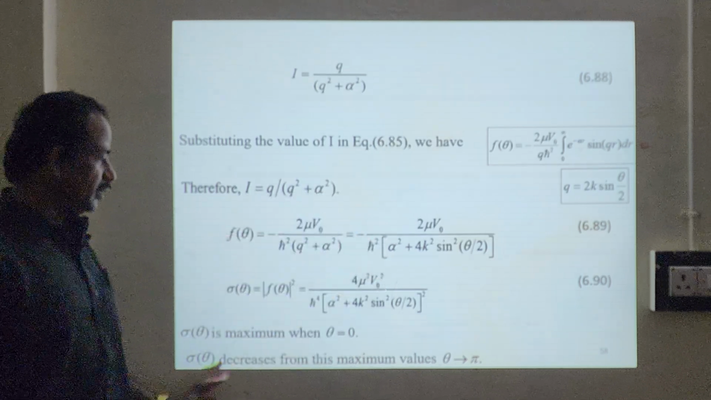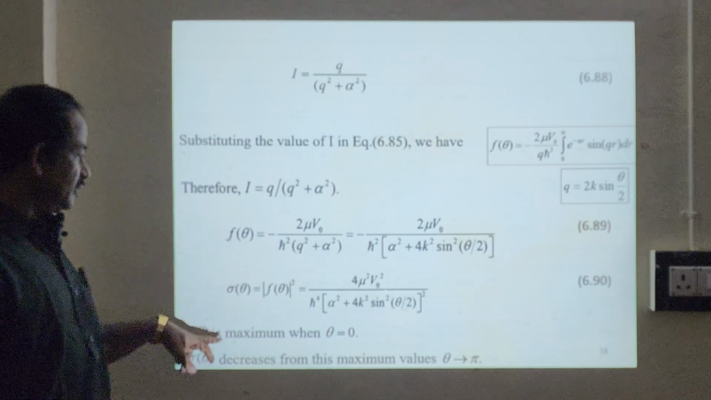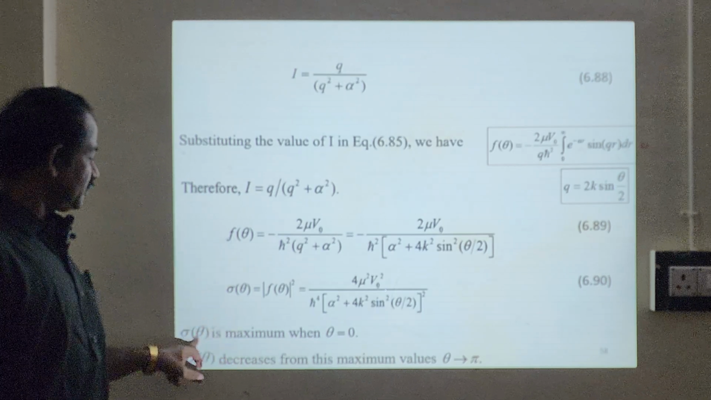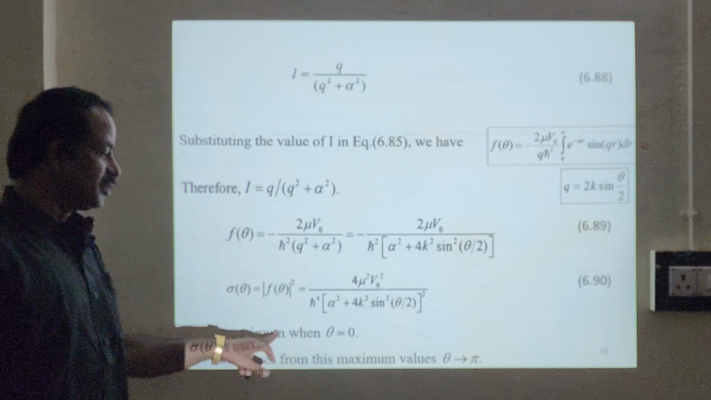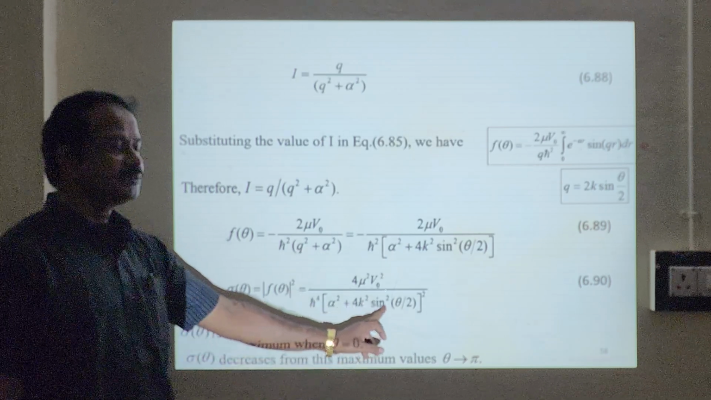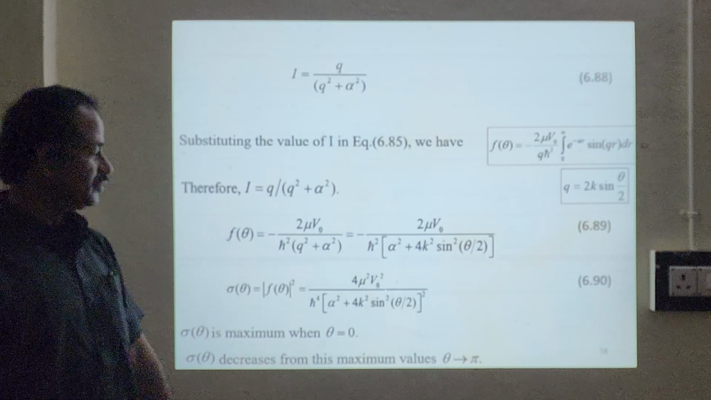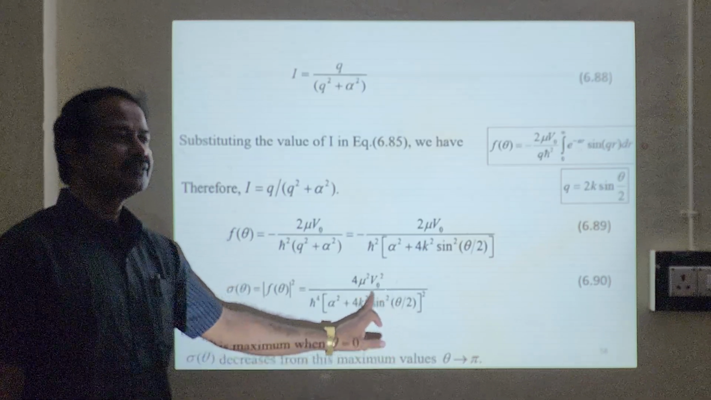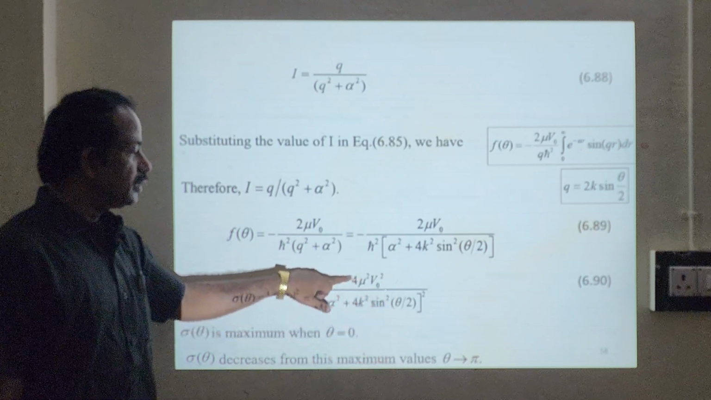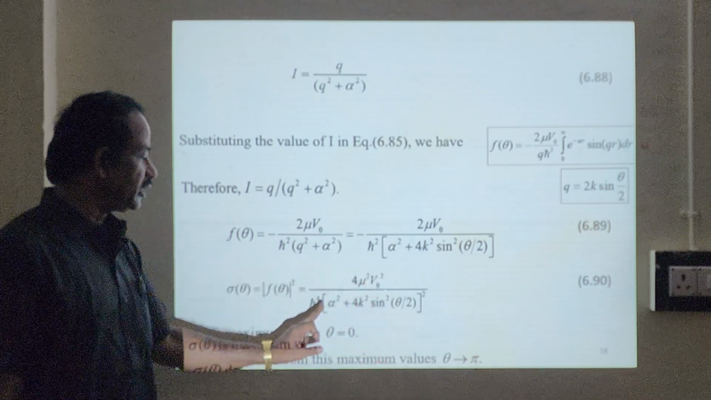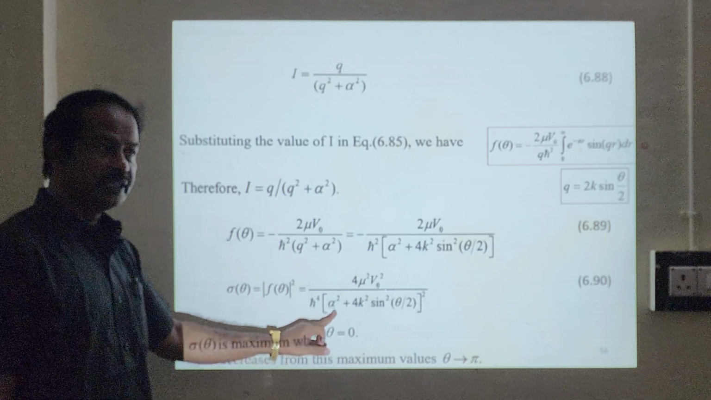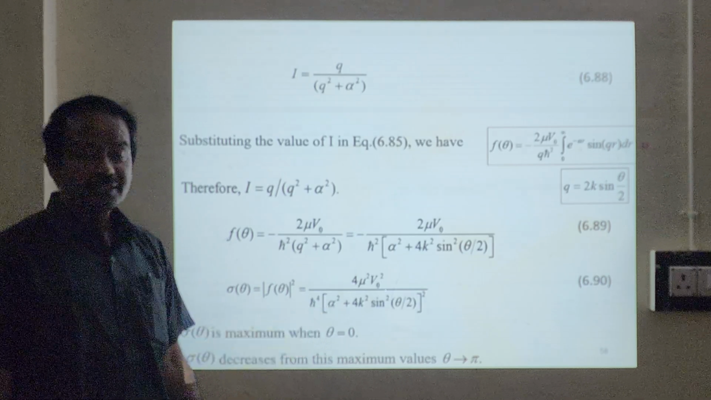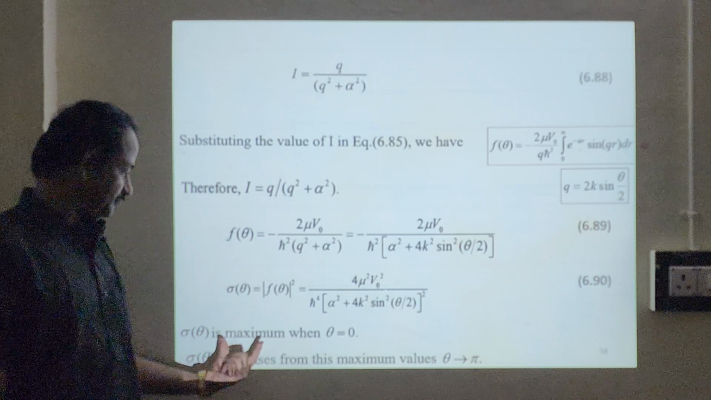Okay. Now what is asked? So sigma of theta is maximum when theta equals 0. You substitute theta equal to 0 here. So this becomes 0. You have the numerator 4 mu squared v naught squared divided by h to the power 4 into alpha squared. That will be the maximum value.